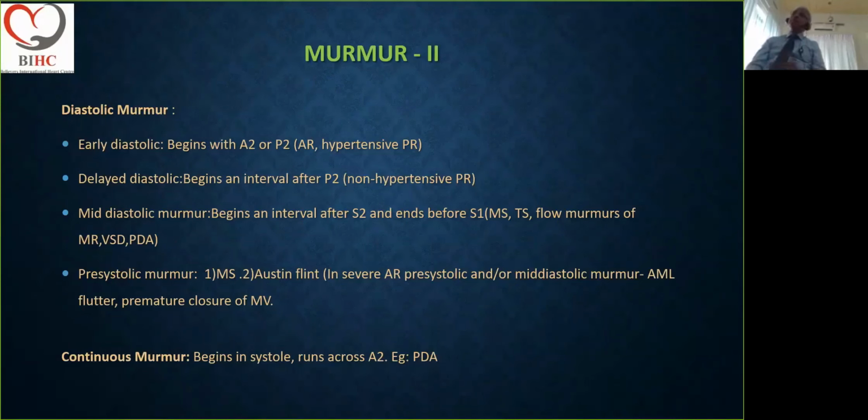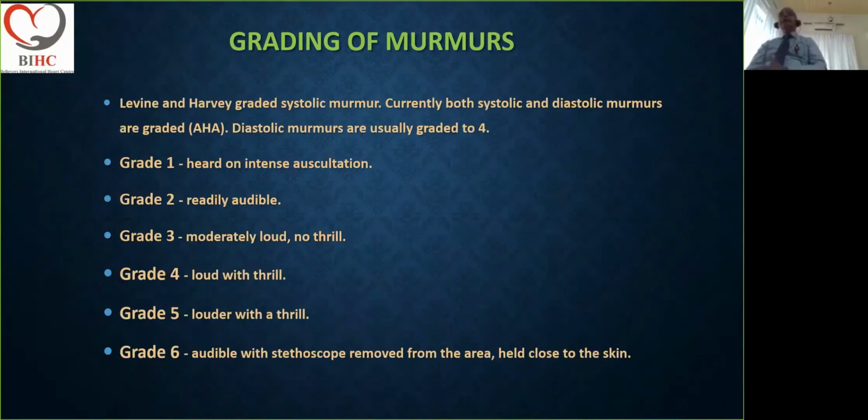A continuous murmur, typically of a PDA or a collateral, begins in systole and runs across the A2. You hear it in a PDA classically. It was Levine and Harvey who originally graded murmurs. They graded only systolic murmurs, but in current parlance, both systolic and diastolic are used. We use an American Heart Association classification for this. While systolic murmurs are graded 1 to 6, diastolic murmurs are graded 1 to 4.